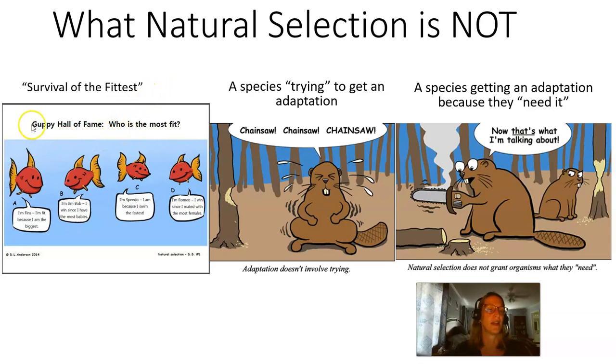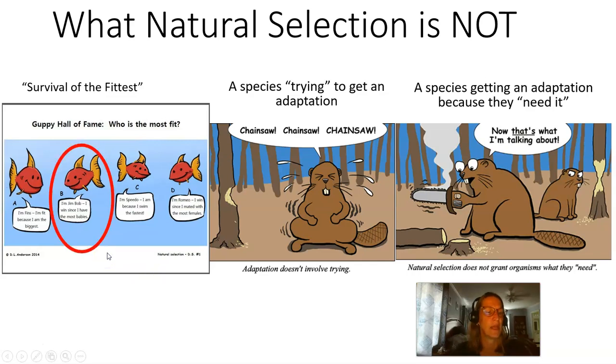So if we look at this example, we've got the Hall of Fame, who's the most fit in terms of natural selection. I'm Finns, I'm fit because I'm the biggest. I'm Jim Bob, I win since I have the most babies. I'm Speedo, I win because I swim the fastest. I'm Romeo, I win since I mated with the most females. So who do you think actually wins in terms of natural selection? The biggest, the fastest, the one who mated with the most females, or the one who had the most babies?